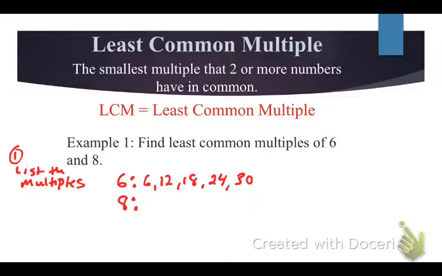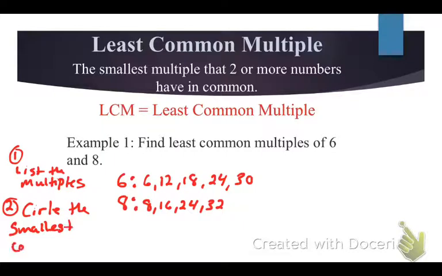Let's move on to 8. We're going to do the same thing. 8, we always start with the same number. 16, 24, 32. Now I'm going to go ahead and stop. And I'm going to go ahead and tell you what step 2 is. Step 2 is circle the smallest common number. So all we're going to do is circle the smallest common number, which is very simple.